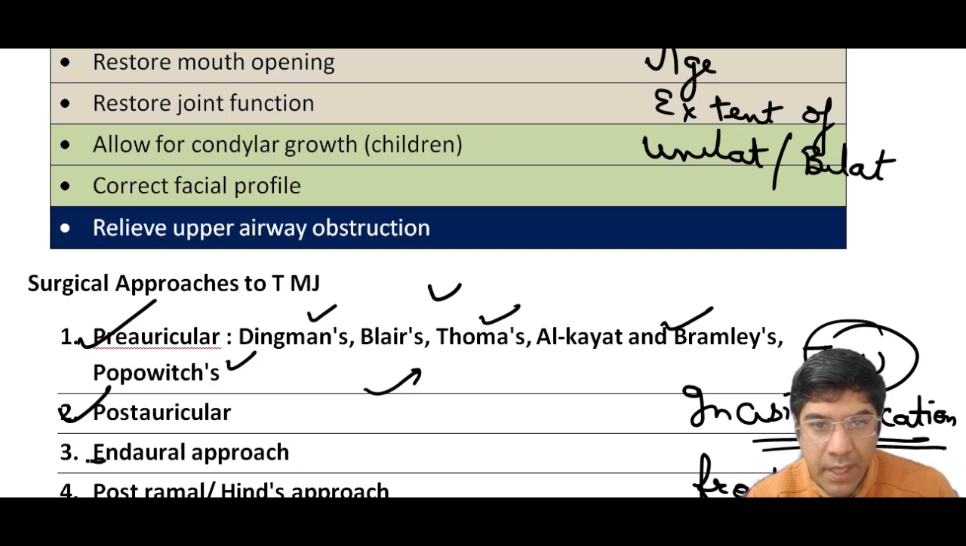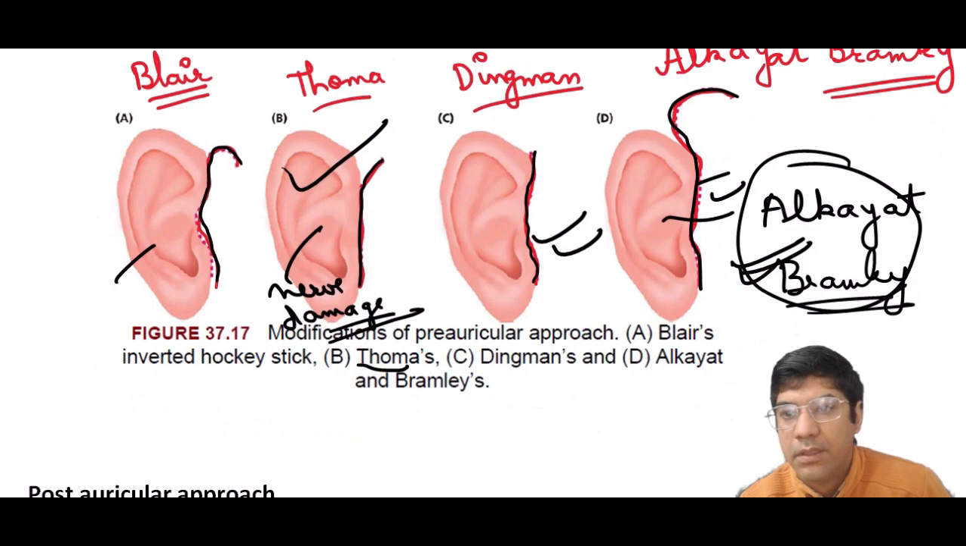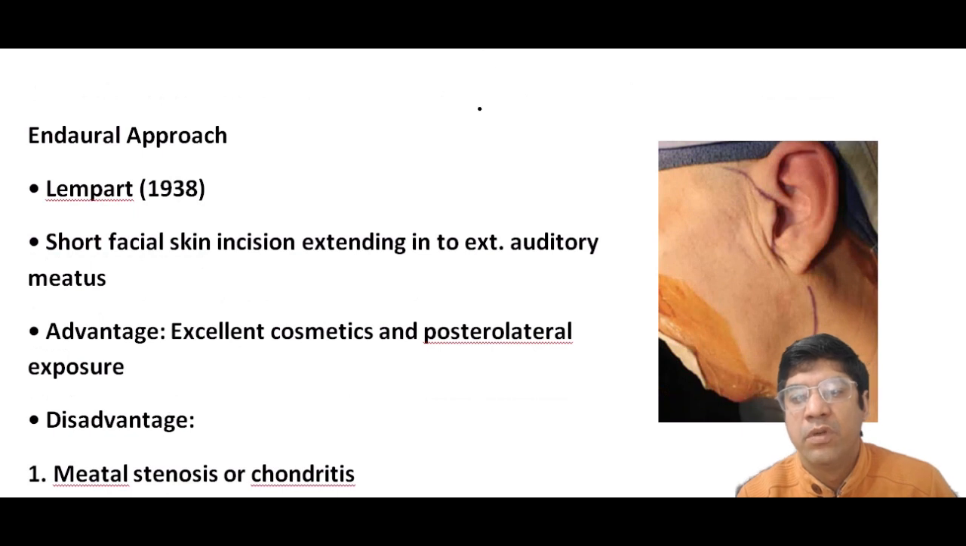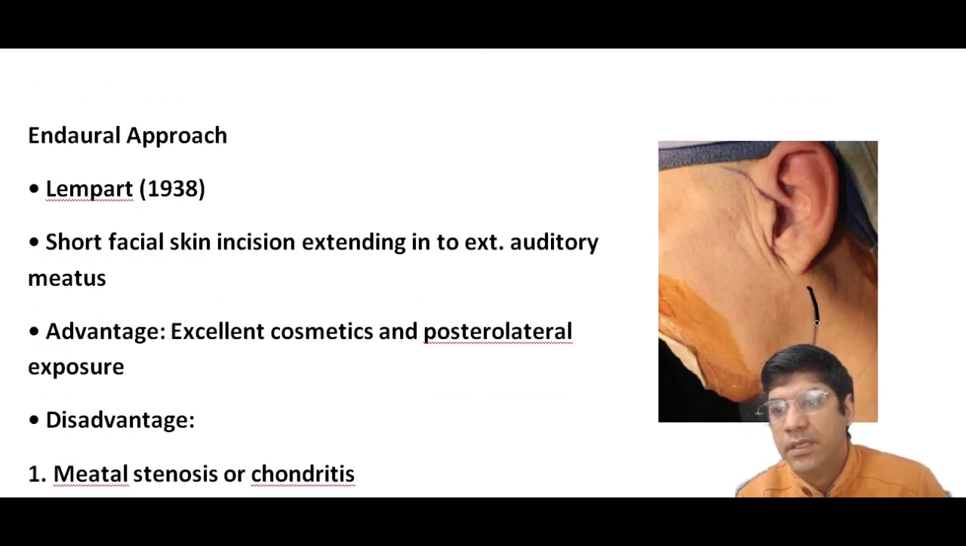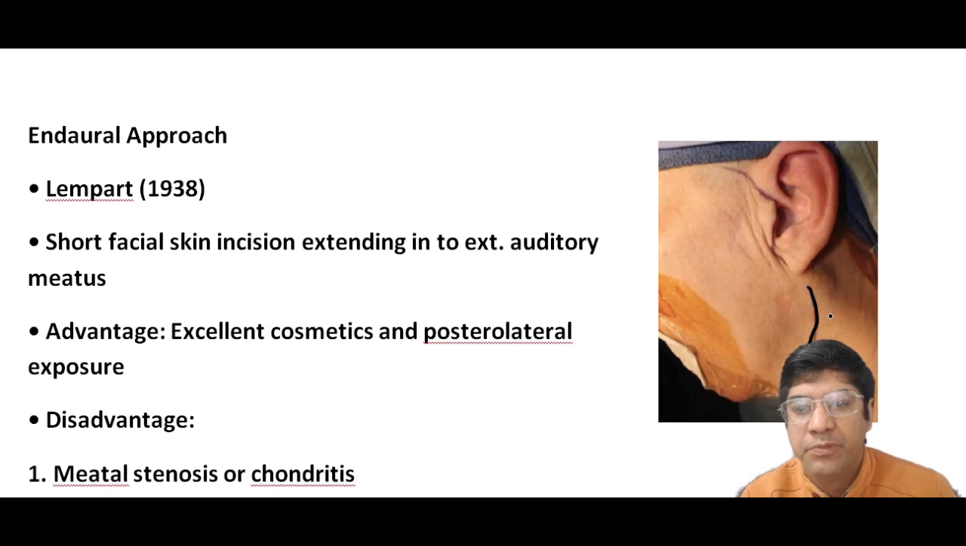The other is the endaural approach. This approach involves a shorter incision in the facial skin that extends into the external ear canal, starting above the zygomatic arch and moving downward and backward into the space between the tragus and the helix part of the external ear. The benefit here is excellent cosmetic results, but it comes with limitations like restricted access and the possibility of ear canal narrowing or inflammation.